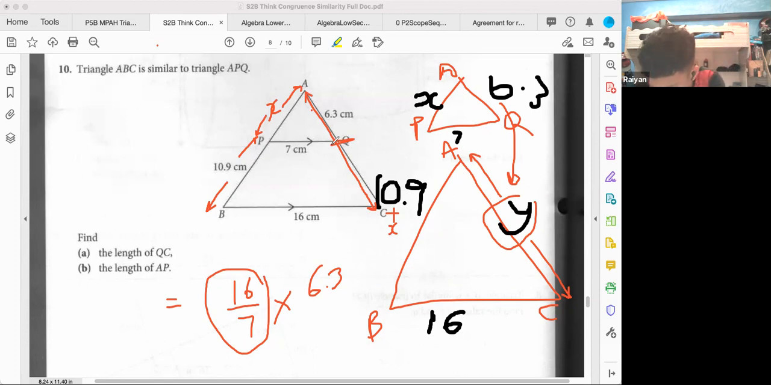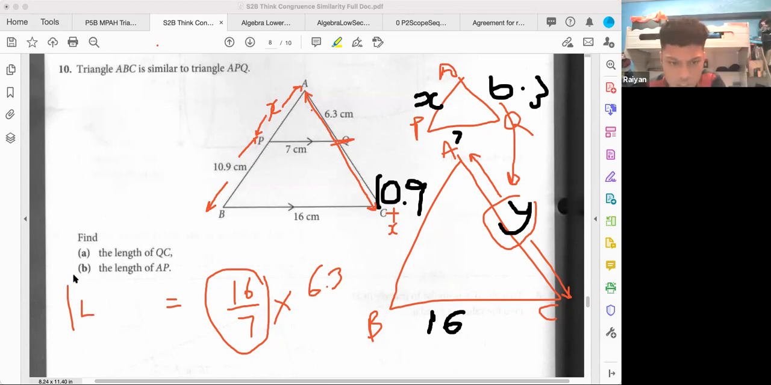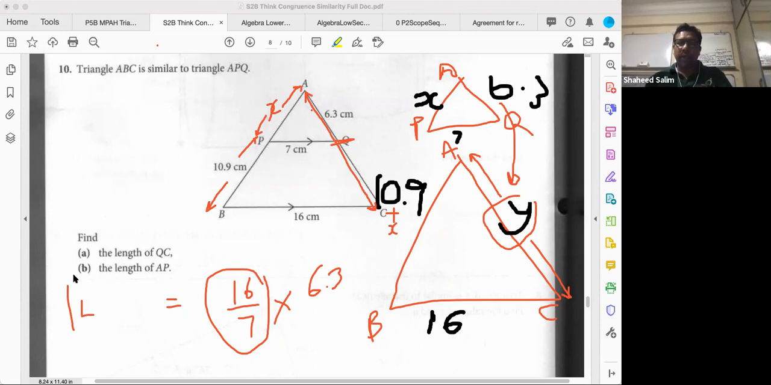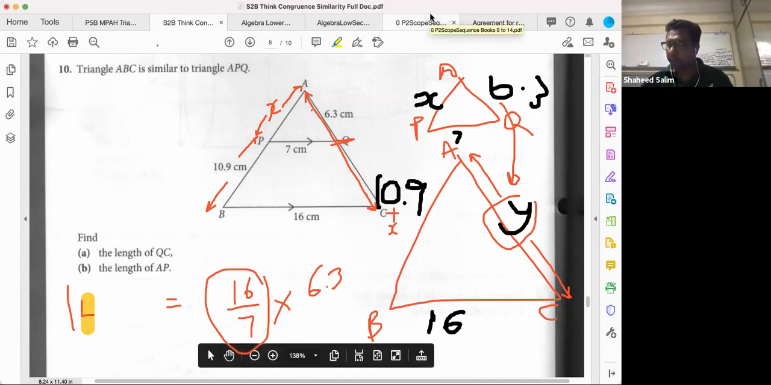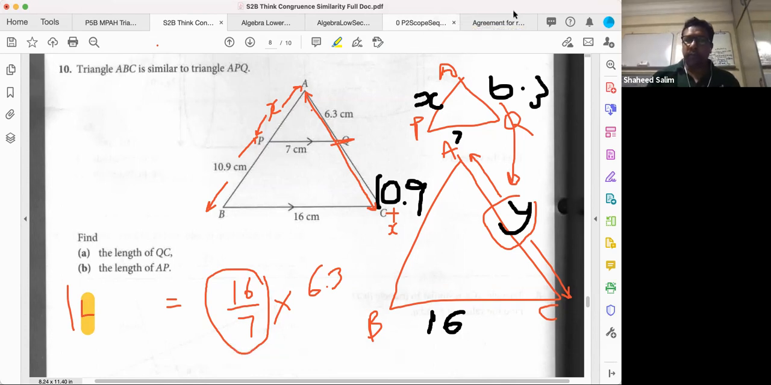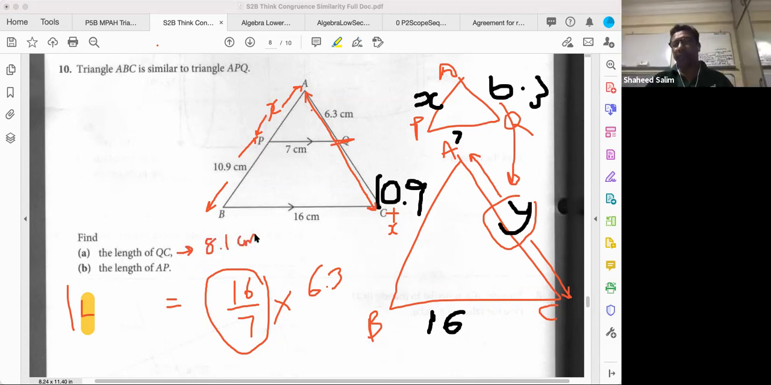Equals to 8.4. But in total you got 14.4? Then 14.7. You try again, 16 over 7 times 6.3. I get 14.4. See, 14.4. Then 14.4 minus 6.3. What do you get? 8.1. Okay, 8.1 is correct. So you have already solved that first one now.